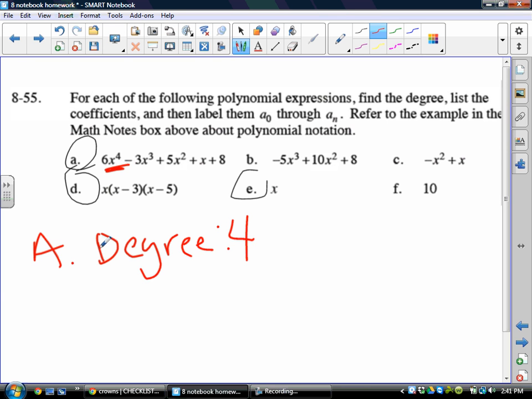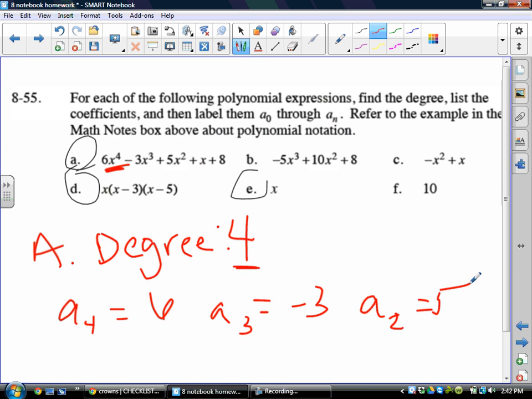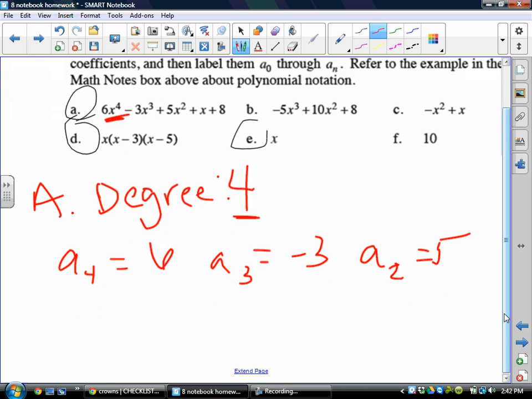So a sub n is like the highest degree. So the coefficient with the highest exponent, which we'll call a sub 4 because it's degree 4, the coefficient in front of the x to the fourth power is a 6. Okay? The coefficient in front of the x to the third power is negative 3. The coefficient in front of x squared, or the second degree power, would be 5. Let's see, next would be a sub 1, which is just next to the regular x, where it would be a 1 in front of that x.